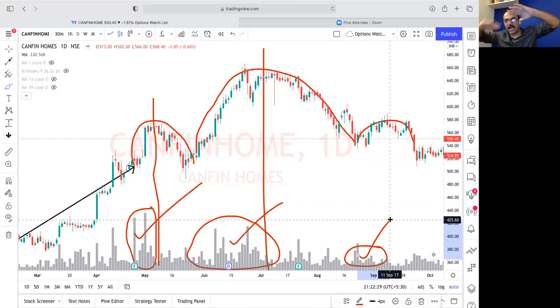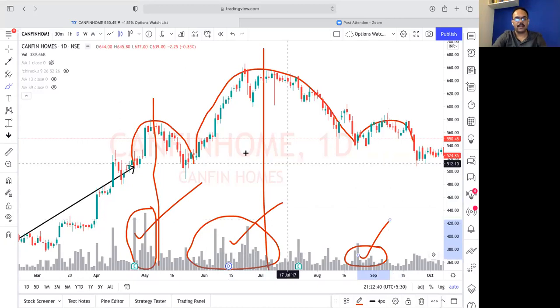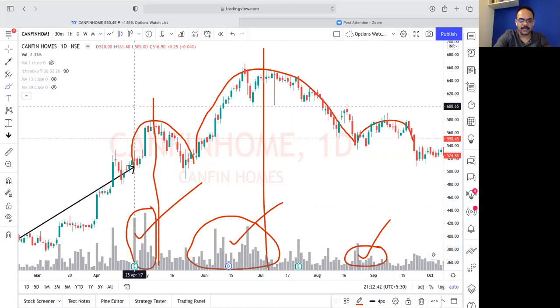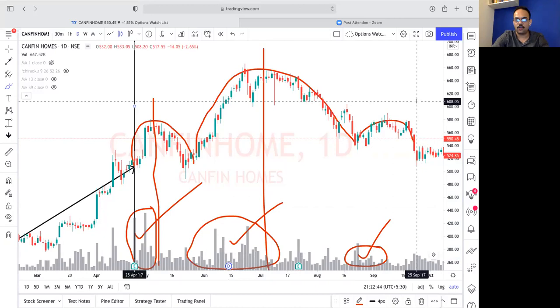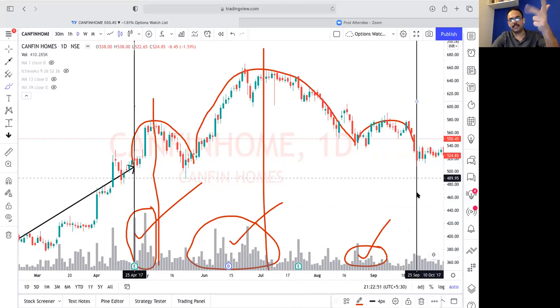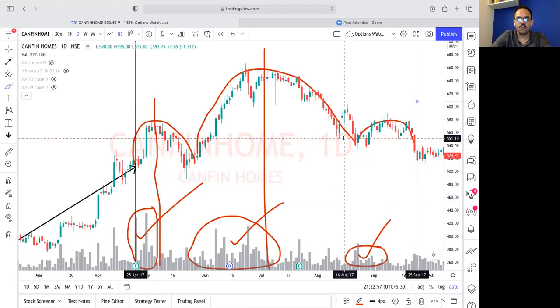Volume is going down as it is going up the third time. This is an indication that the distribution to the common investor is over. Big players are out, and if you see, this head and shoulder pattern lasted almost from April to September. So April, May, June, July, August, September, right? 6 months it took the head and shoulder.